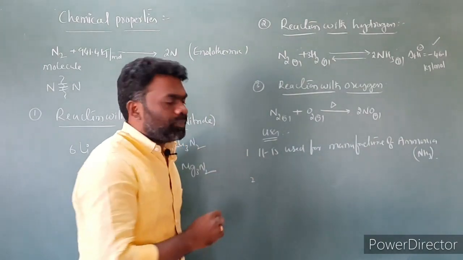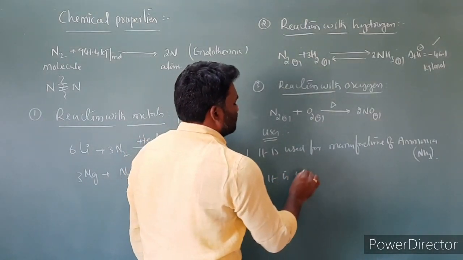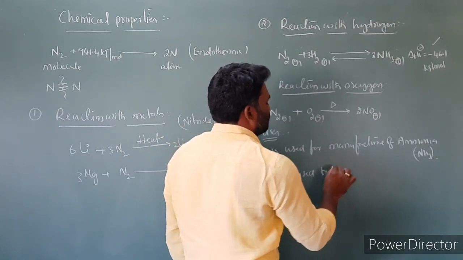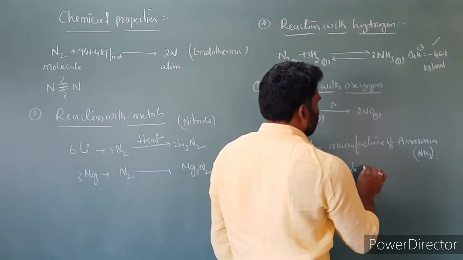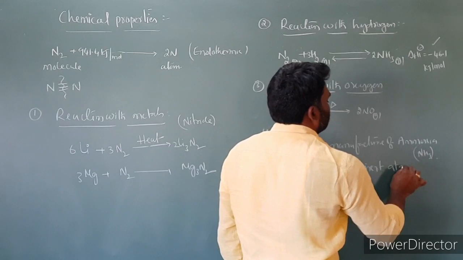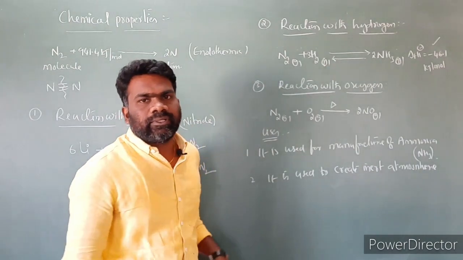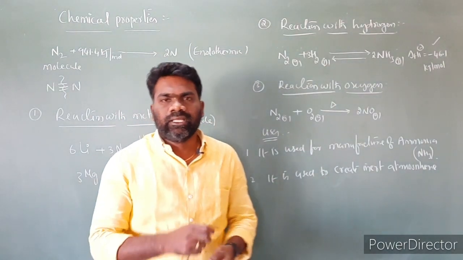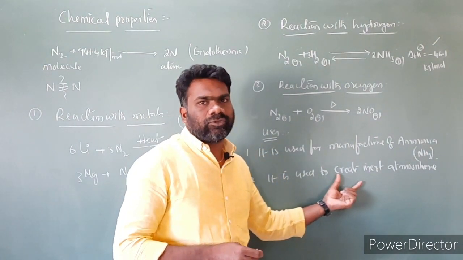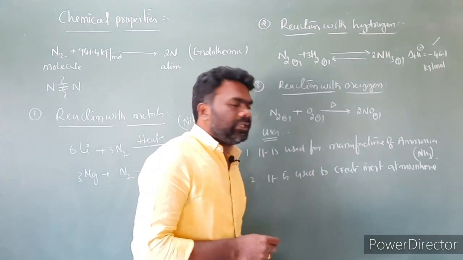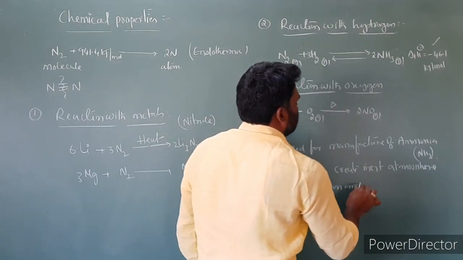The second one is that it is used to create an inert atmosphere, especially in the iron and steel industry. Iron and steel industry requires an inert atmosphere. Because nitrogen does not react at room temperature, we use nitrogen to create an inert atmosphere. Example, iron and steel industry.